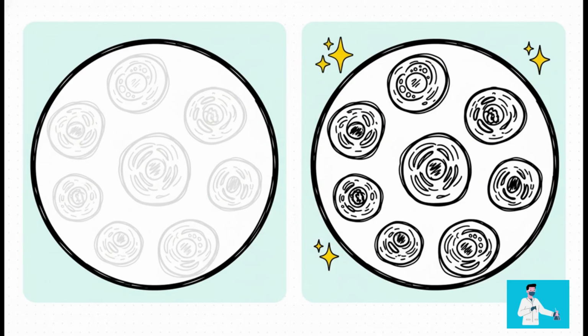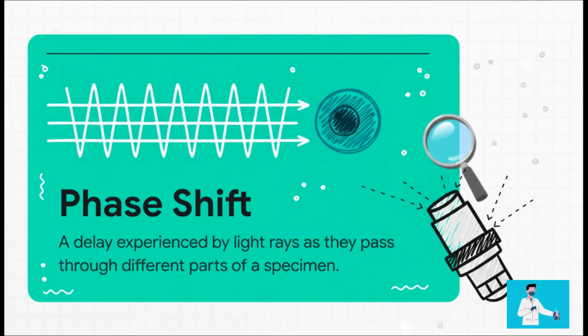On the left, using a standard bright field microscope, those living cells are just faint, ghostly outlines. You can tell something's there, but you're getting almost no detail. But then look at the right. That's the same sample viewed with phase contrast. All of a sudden, everything inside just pops with this sharp, dark contrast. So, how does it do that? Well, the secret is this really clever bit of physics called phase shift.